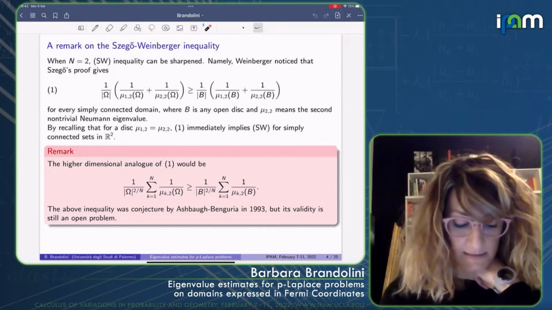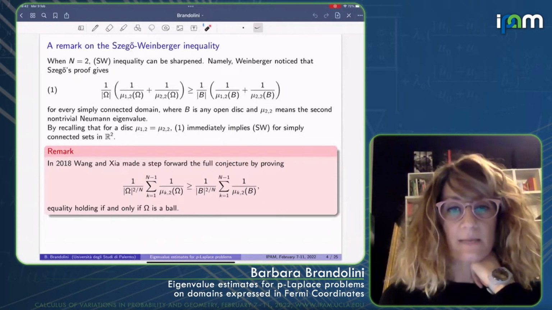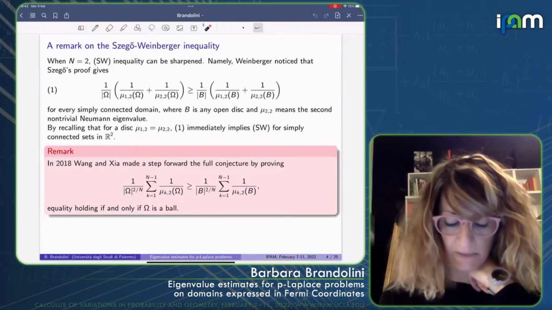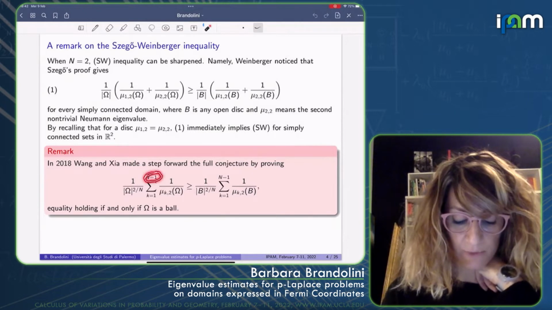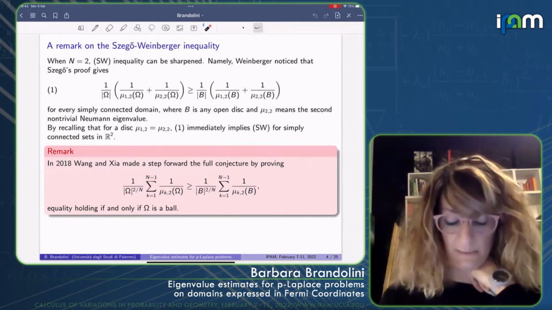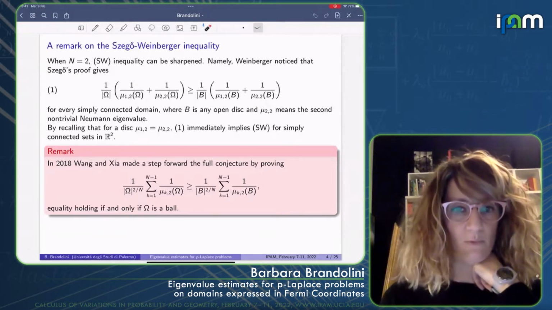And recently, in 2018, Wang and Xia made a step forward toward the full conjecture, by proving that actually the sum of the reciprocals of the first n minus 1 eigenvalues is minimal on the ball. And the equality sign holds if and only if omega is a ball.